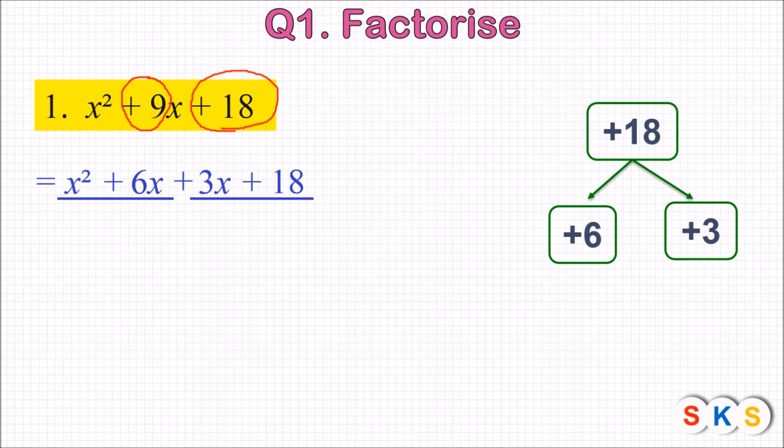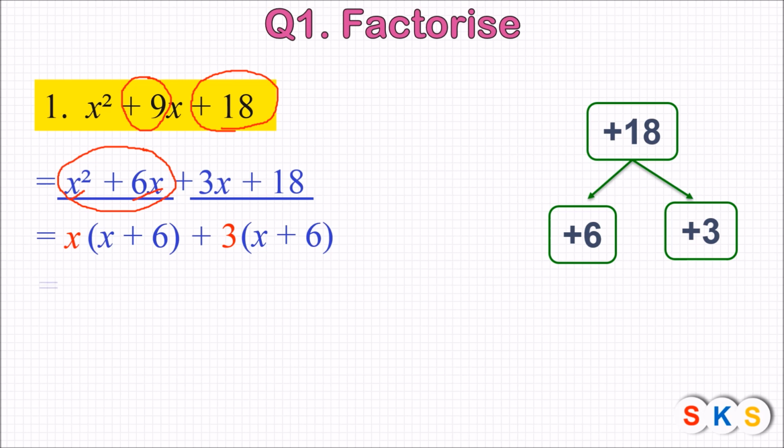Now we will find common factors between these two terms. The common factor is x, because x square means x into x, and 6x means 6 into x. So the common is x. What will be left in the bracket? X plus 6. Similarly, the common in the next group is 3, because 3x you can write as 3 into x, and 18 you can write as 3 into 6. So the common is 3. So what will we get in the bracket?